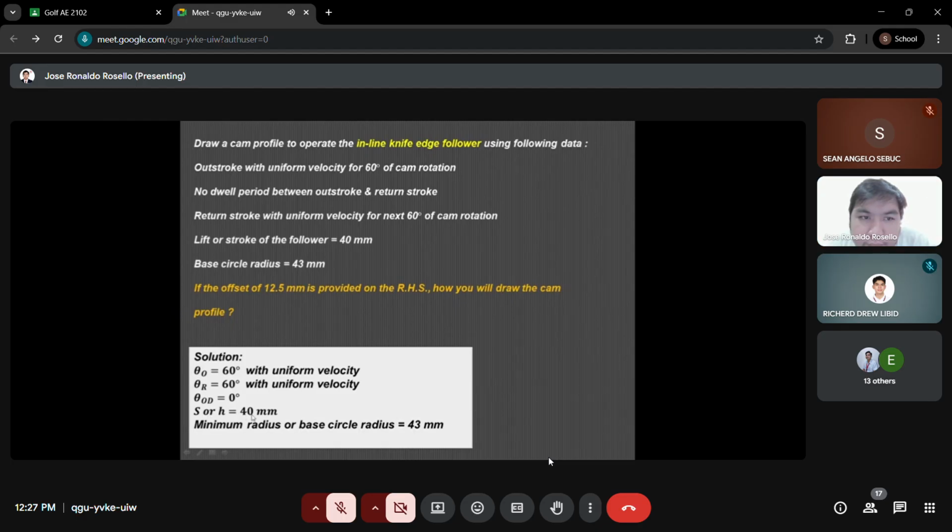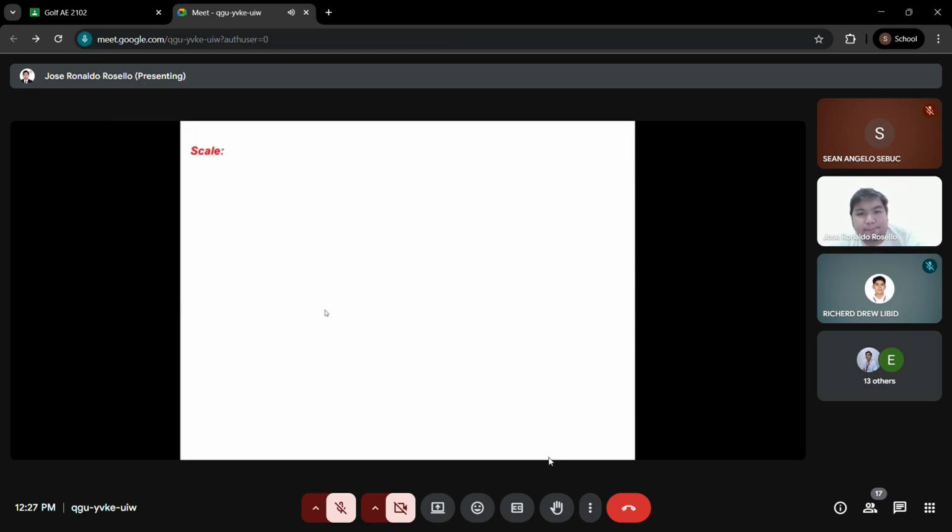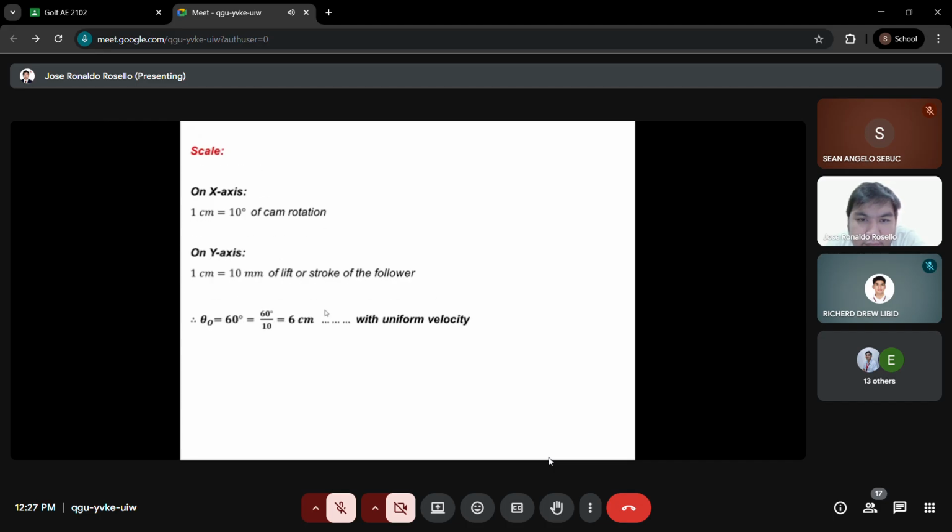Lift or stroke of the follower is 40 mm or 4 centimeter. Minimum radius or base circle radius is 43 mm, and offset of 12.5 mm is provided on the right hand side. Now let us choose the scale for this. On the x-axis, 1 centimeter is equal to 10 degree of cam rotation. On the y-axis, 1 centimeter is equal to 10 mm of lift or stroke of the follower.